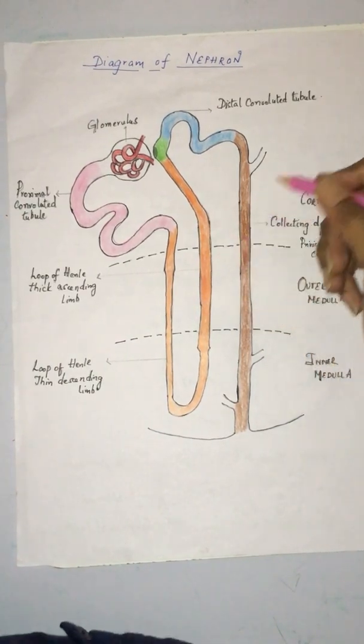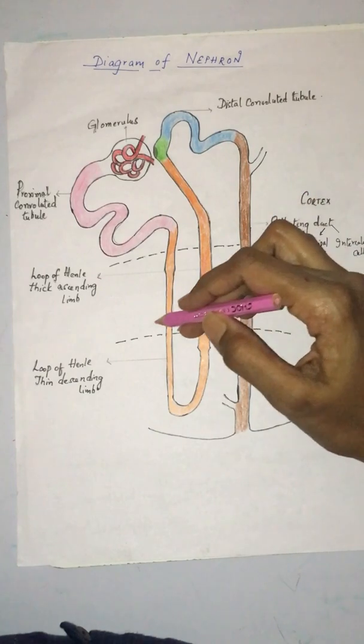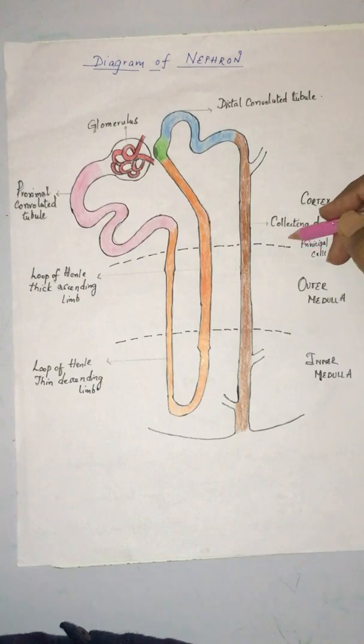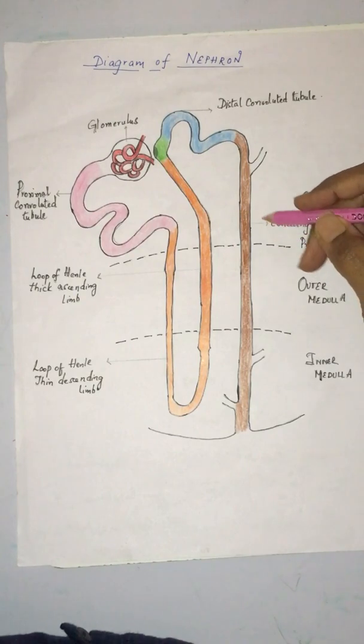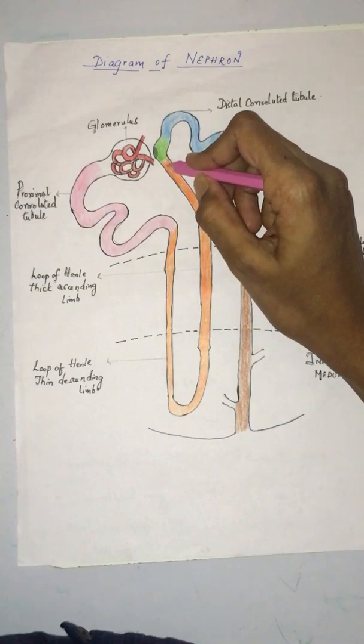Cortical nephrons are present in the cortex, where the glomeruli present in the cortex have a short loop of Henle. They are called cortical nephrons. Juxtamedullary nephrons are located in the juxtamedullary region, and they have a long loop of Henle. The thick ascending loop of Henle extends up to the glomerulus.